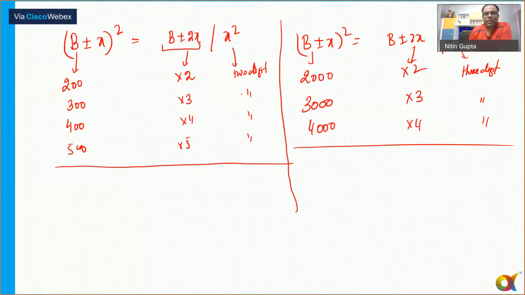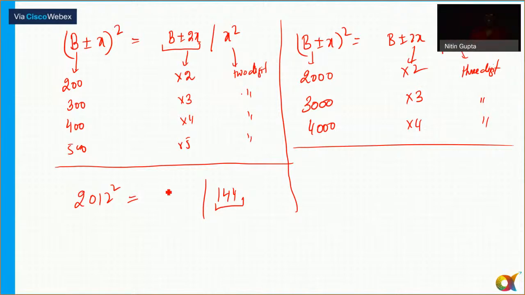Okay, let's say for example, I need to find out the square of 2012. So 12 square is 144. You can write down 144, and it is a 3-digit number itself. And 2012 plus 12 is 2024, and 2024 into 2 is 4048. So my answer is 4048144, and that will be your answer.